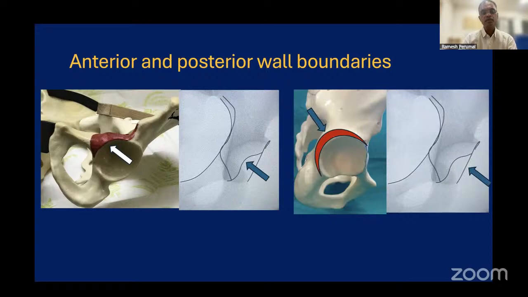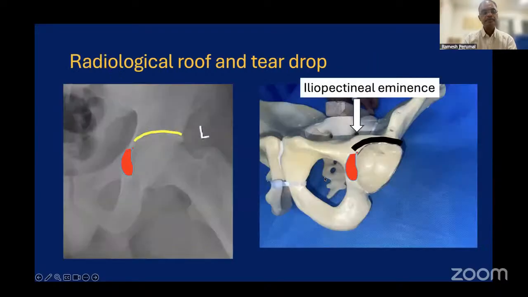So this is the part of the posterior wall, where you can see it extends from the anterior side and goes along up to the ischial tuberosity. So this is the teardrop and also the radiological roof. The radiological roof is the measure of the weight bearing dome of the acetabulum, and you can also see the teardrop is the middle part of the acetabular wall. And just above it, the iliopectineal eminence is one of the strongest parts of the acetabulum, where the anterior column screws can be held onto the iliopectineal eminence.